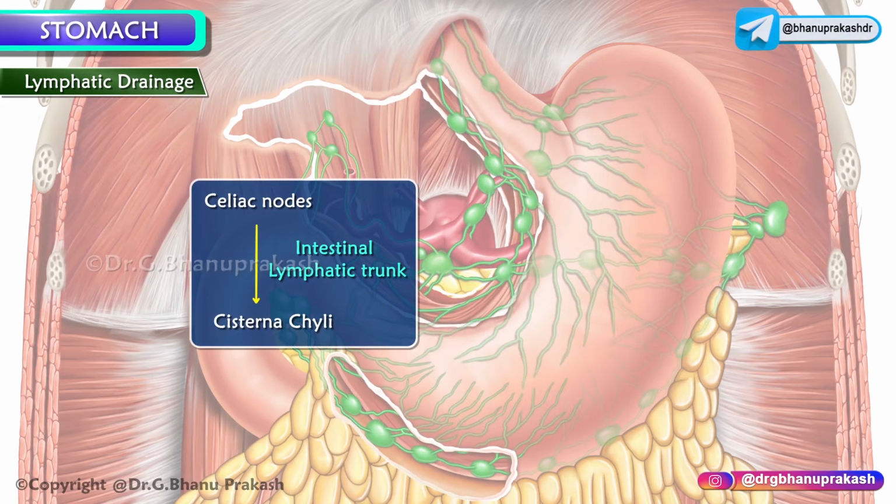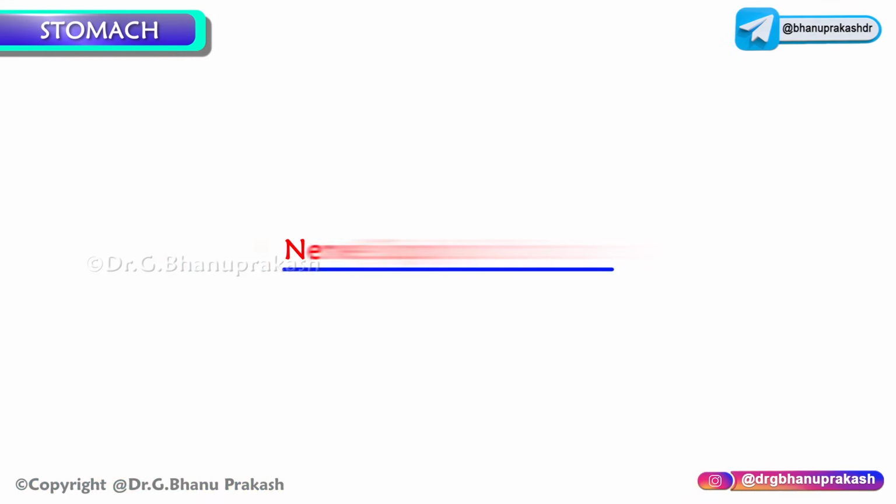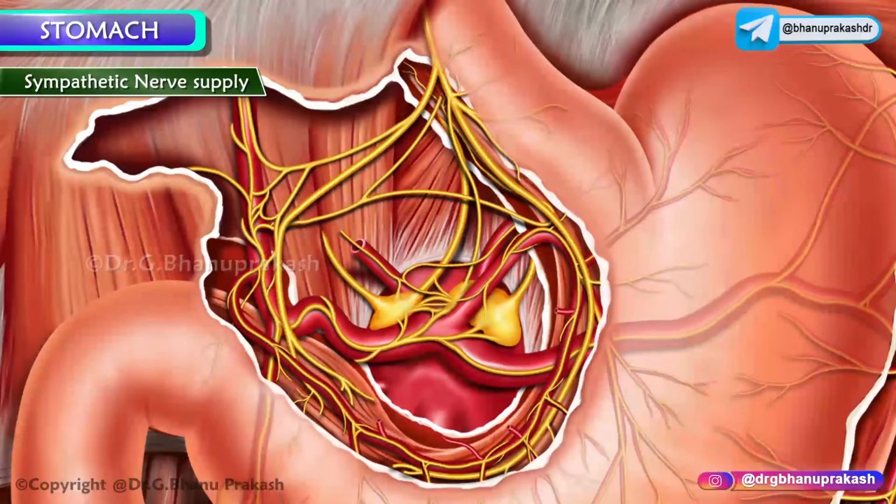From the celiac nodes it passes through the intestinal lymphatic trunk to reach the cisterna chyli. So this is what you need to know about the lymphatic drainage of the stomach. And the next one is the nerve supply. So in the nerve supply, first is the sympathetic nerve supply of the stomach.